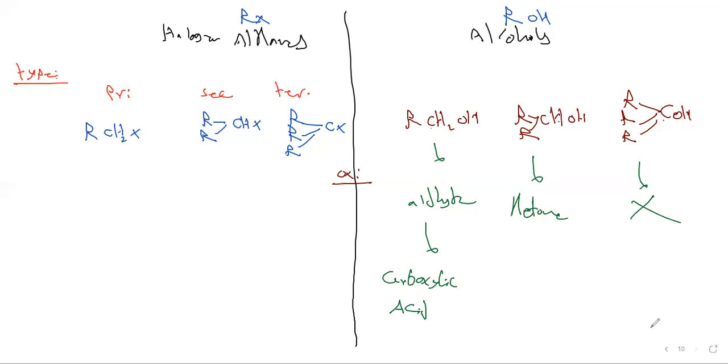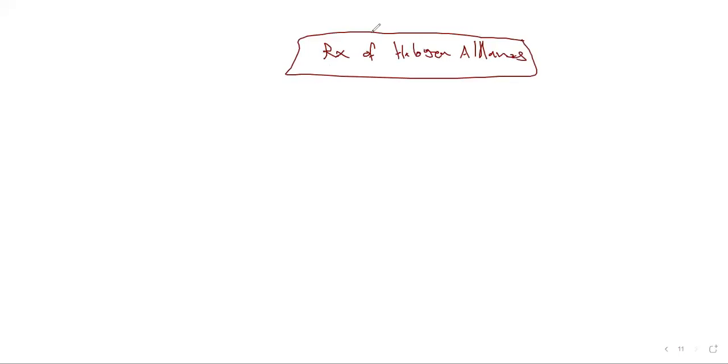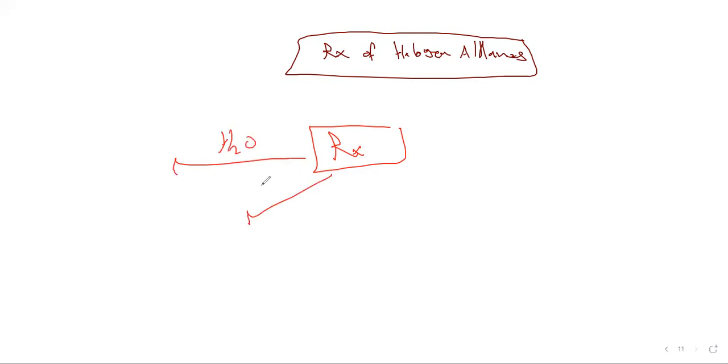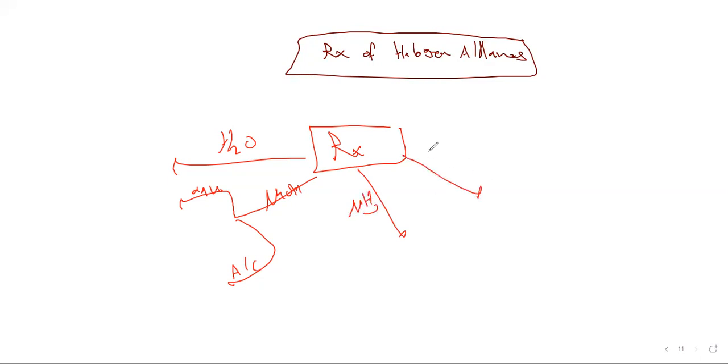And then, for the reactions of halogen alkanes, RX can be reacted with H2O, NaOH, aqueous or alcoholic, and then reacting with NH3 and also reacting with KCN or HCN.